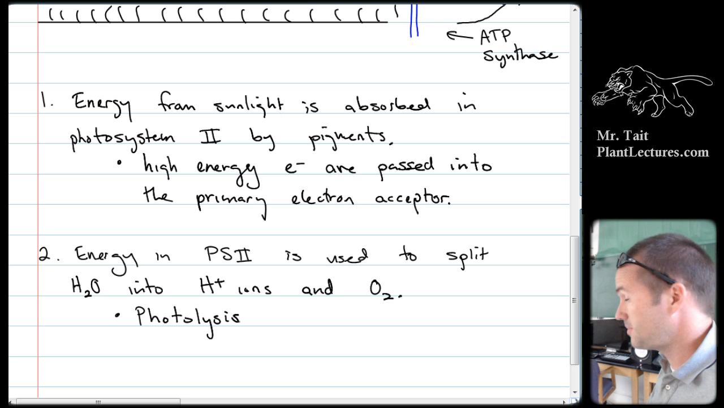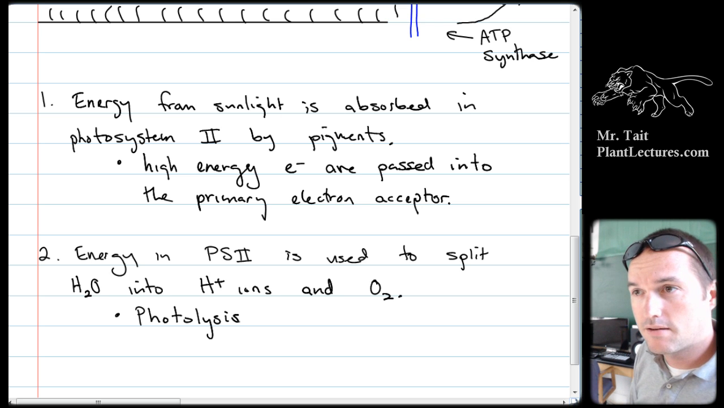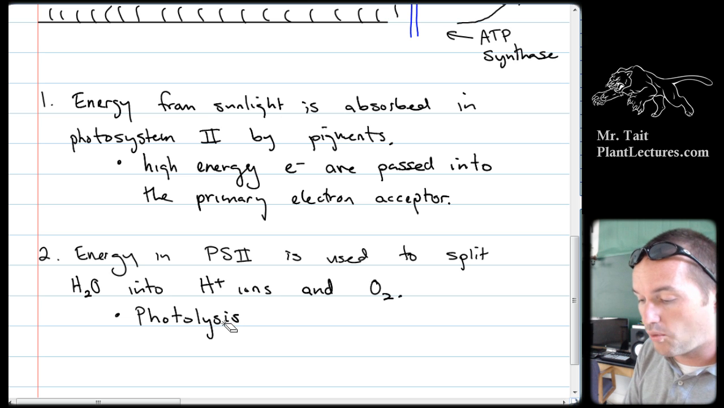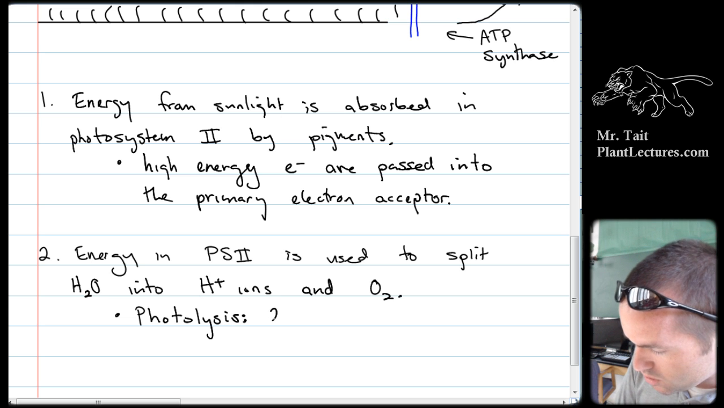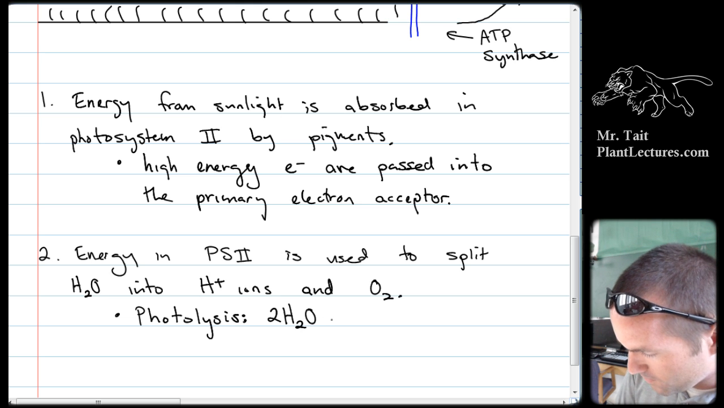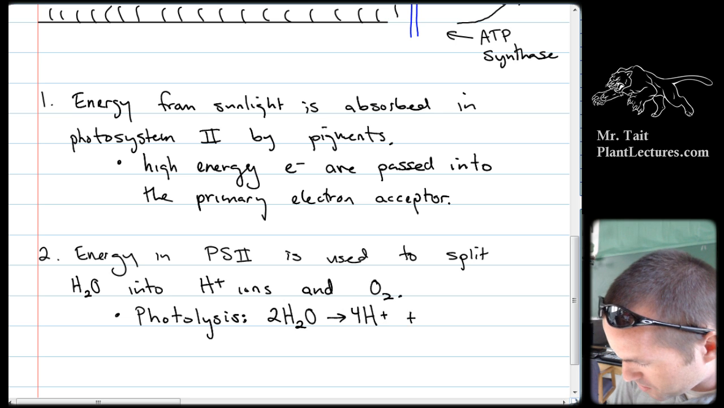Okay? Which actually makes a lot of sense. What does photo mean? Light. What does lysis mean? To break down. So we're going to break down water using light. Right? Photolysis. Here's what photolysis looks like. 2H2O yields 4 H plus ions plus O2.